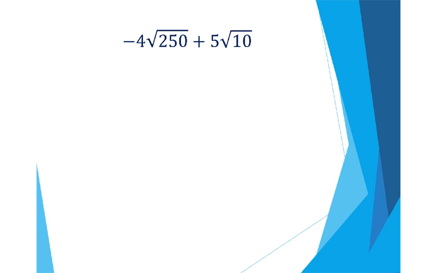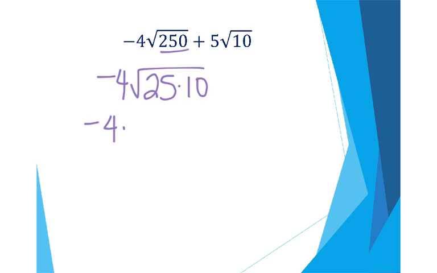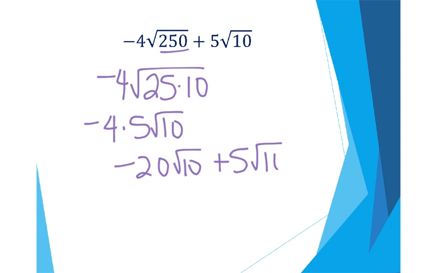Okay, another example. If you want, you can pause this video and see if you can do this on your own. Make sure you understand. I'm going to break down this radicand here. So negative 4, this is 250. I'm just going to be looking for a perfect square, so I know it's 25 times 10. Square root of 25 is 5. And then that's going to give me negative 20 square root 10. And then plus 5 square root 10. So negative 20 and positive 5 is negative 15 square root 10.